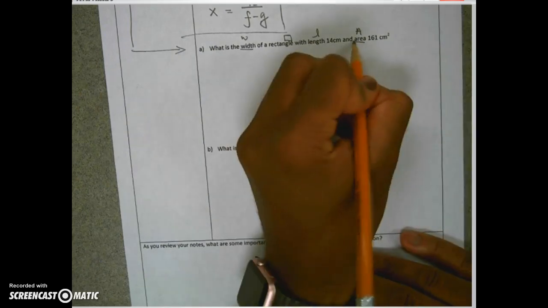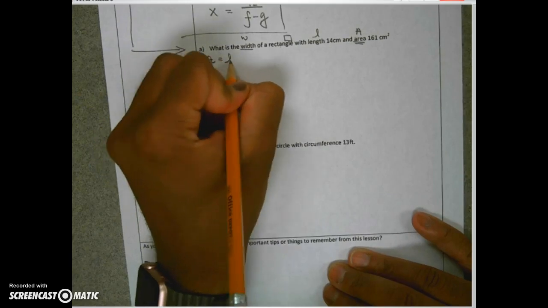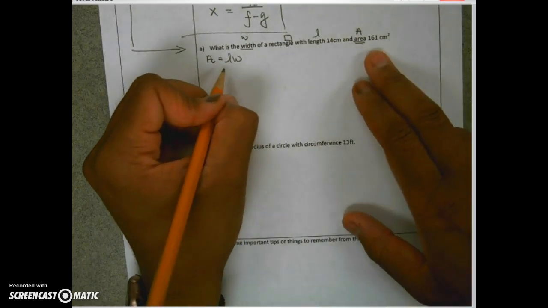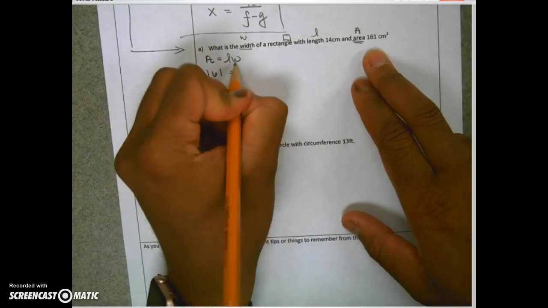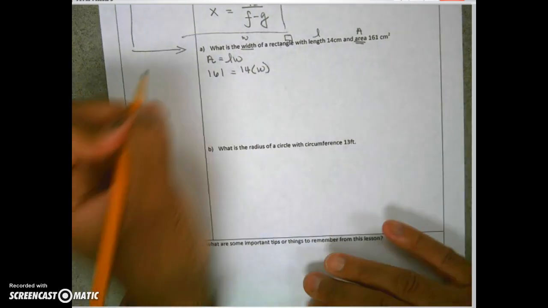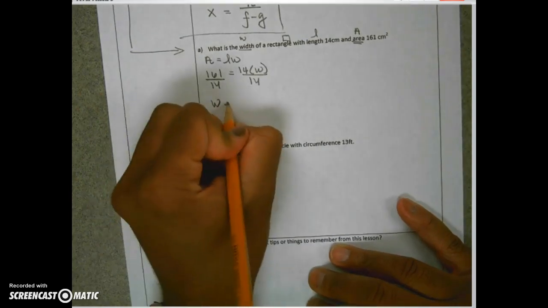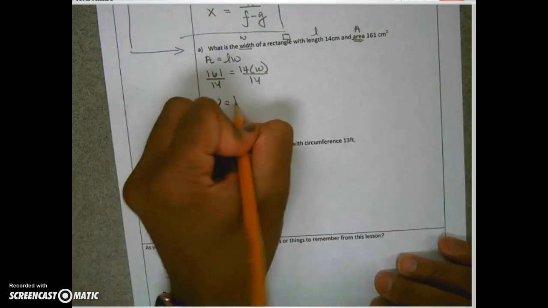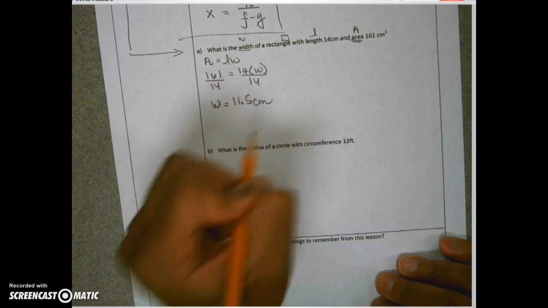This area, kind of important, area of what? A rectangle. So I know that the area of a rectangle is equal to length times width. If you learn it as base times height, you're fine. No one cares. So I'm going to plug in what I know. I know that the area is 161, and I know the length is 14, and I know the W is question mark, the width, W. And then to solve, I'm going to divide by 14, and find that my width is 161 divided by 14, which is 11.5. 11.5 what? Centimeters. Don't forget your units on that one.